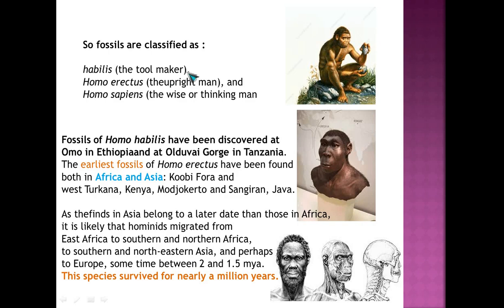Habilis is a tool maker. Homo erectus is the upright man, erect. Homo sapiens, the wise or thinking man. That is what we belong to. We actually belong to the group called Homo sapiens.